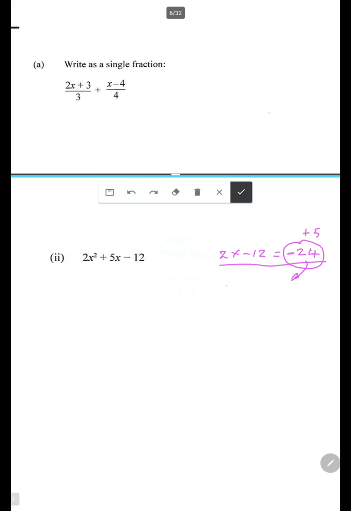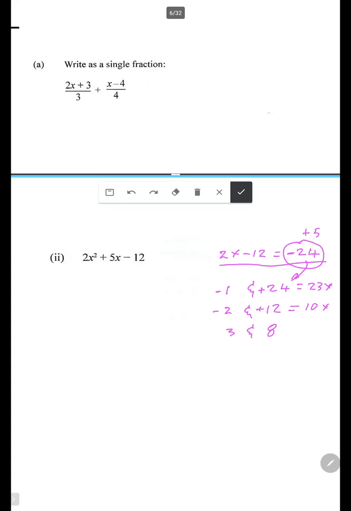Let's try the factors. The first factors of 24 are 1 and 24. Give the larger one the positive sign and the smaller one the negative sign. Then 24 minus 1 gives 23. We don't want 23. So go to the next two factors of 24, which are 2 and 12. Give the larger one the positive sign and the smaller one the negative sign. Negative 2 and 12 gives 10. You don't want 10, it's 5 you want. So then you go to the next, 3 and 8.